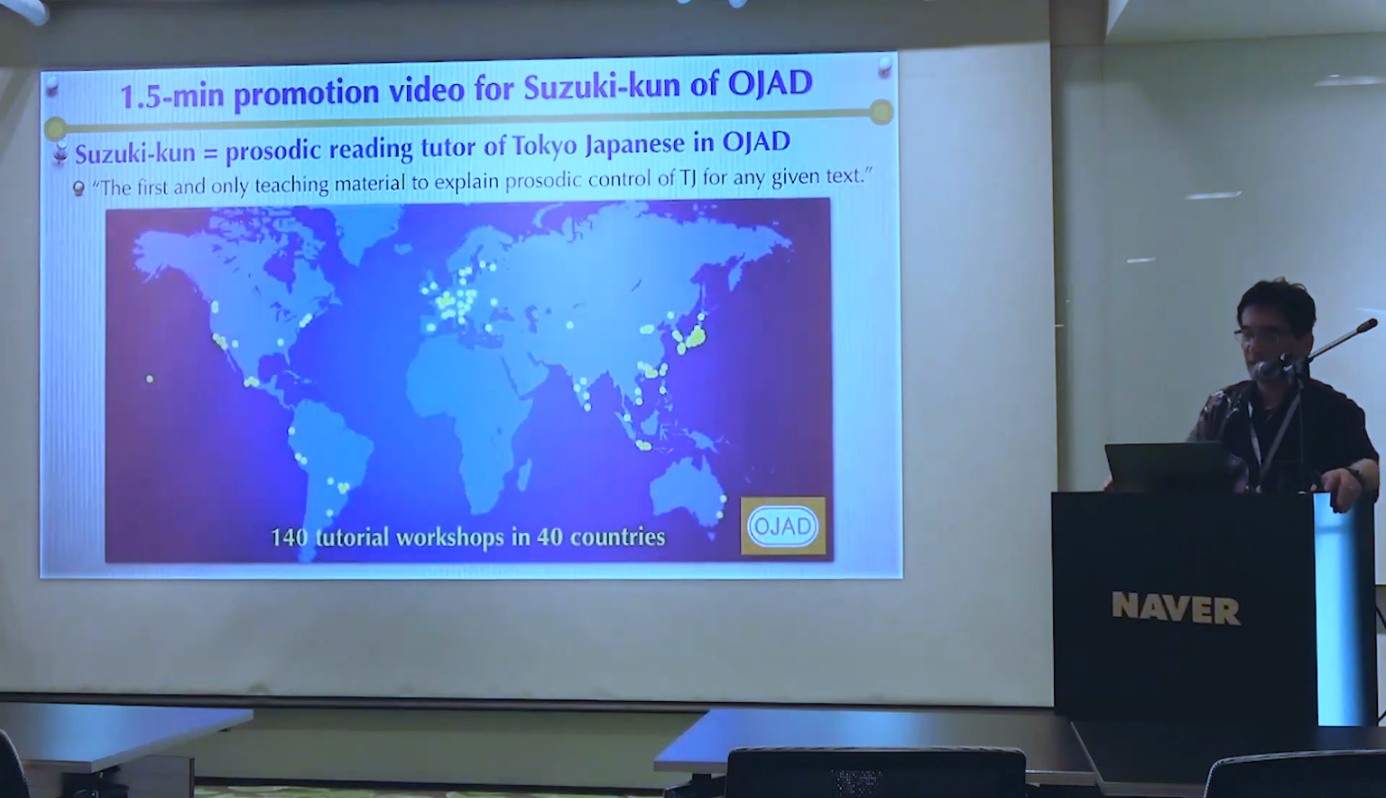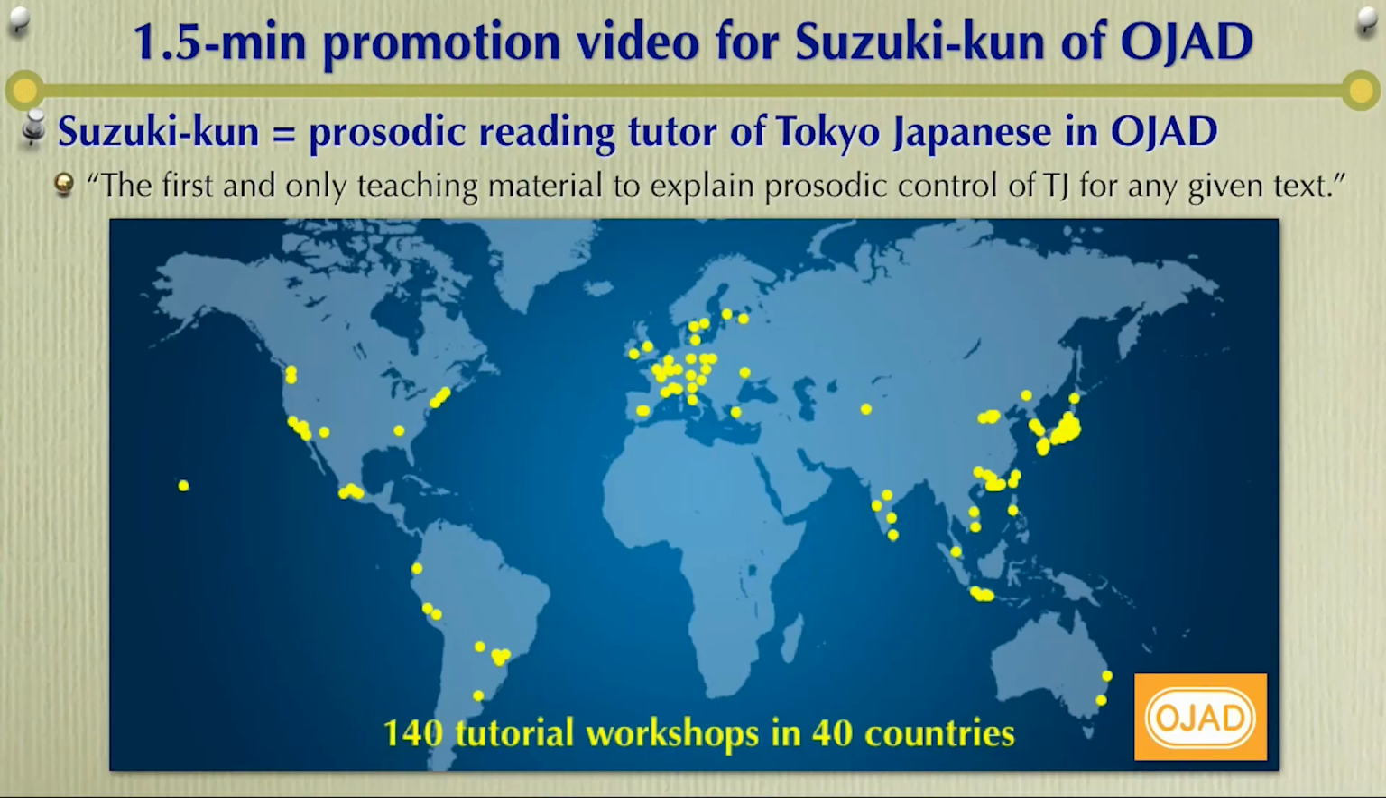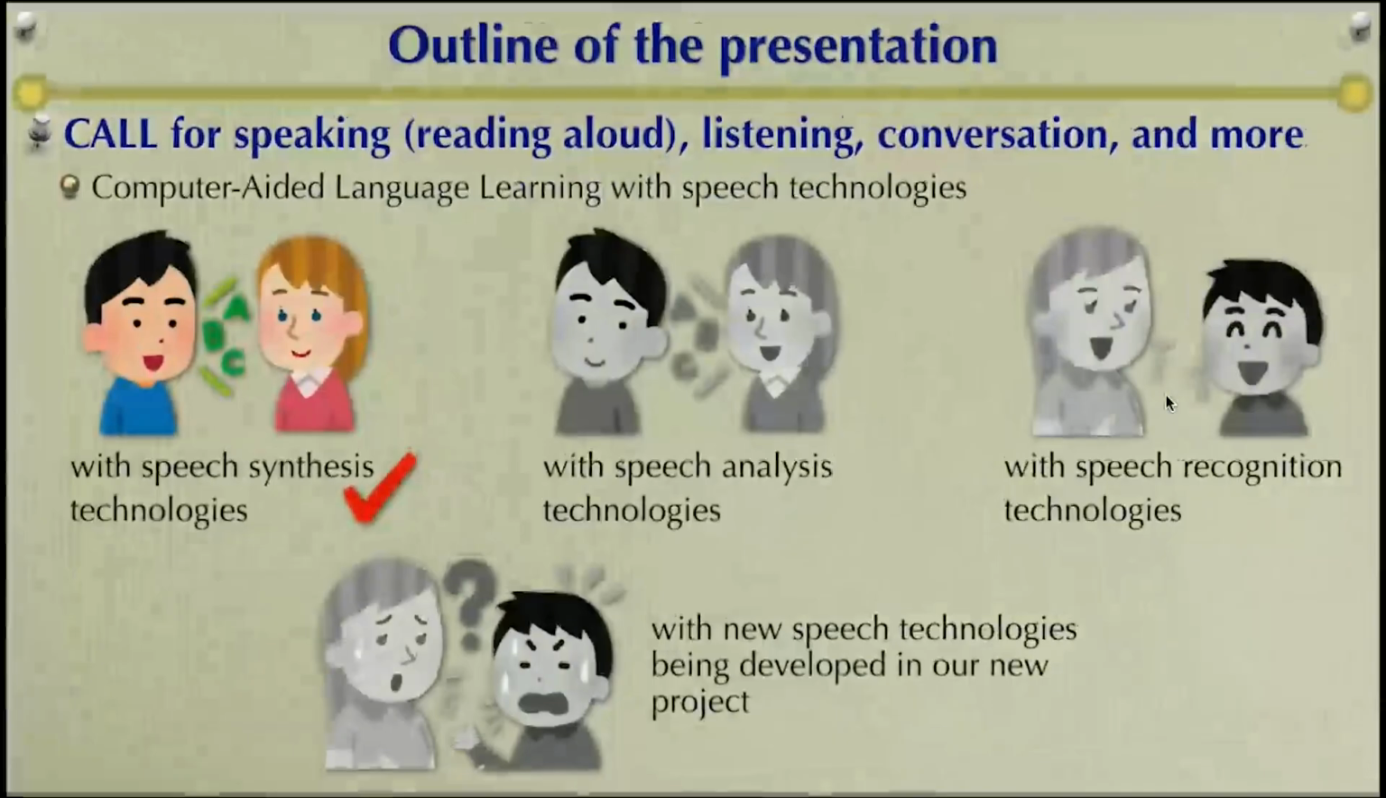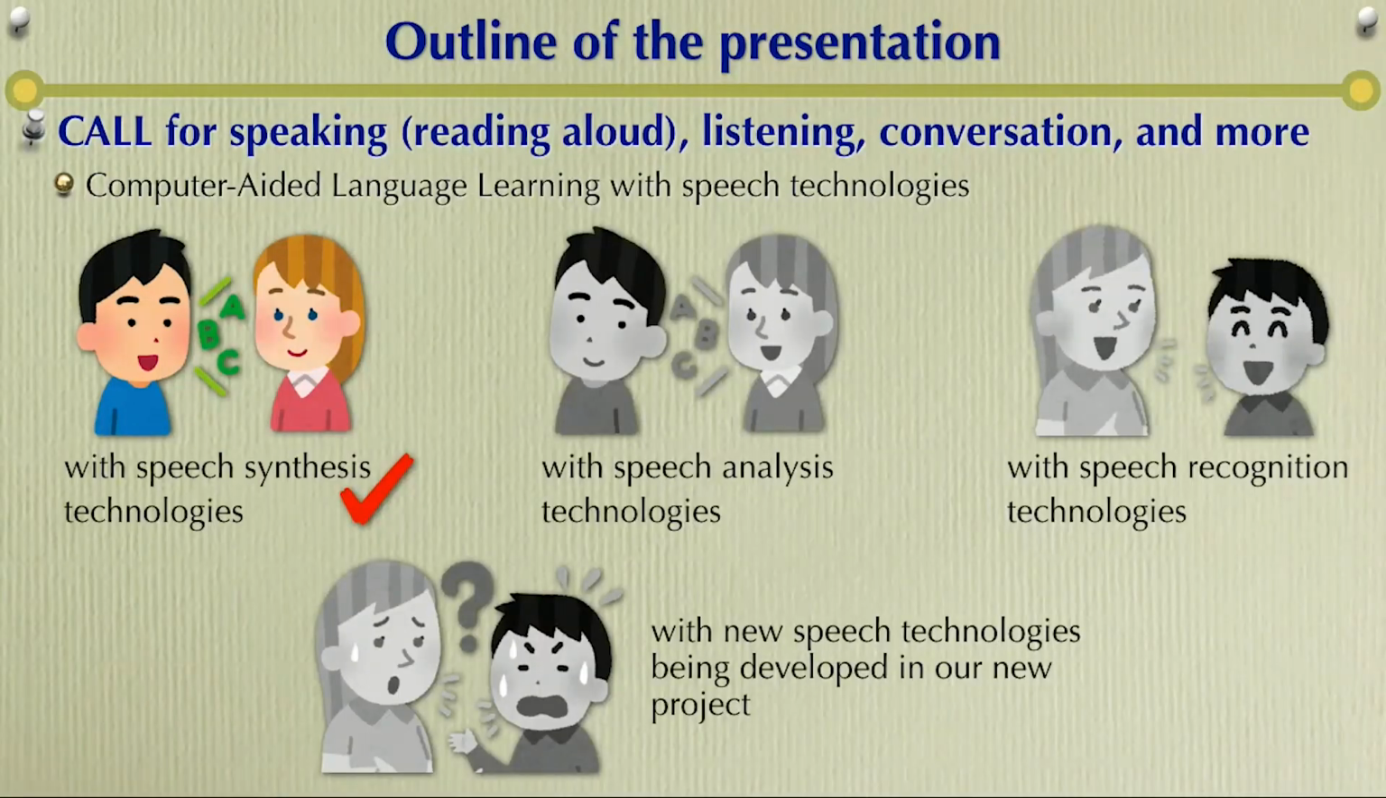I have given lots of tutorial workshops on this system, OJAT, the Online Japanese Accent Dictionary, and this feature. Lots of learners are using this tool, so we are very happy about this. Right, next one. In the first case, we introduced TTS, text-to-speech technologies, to support learners.